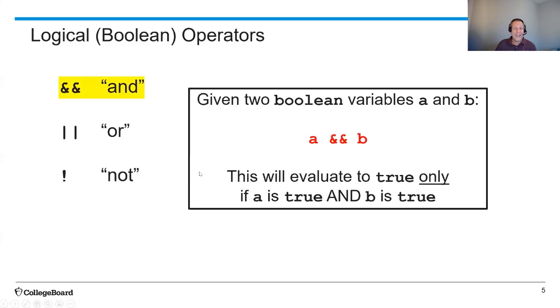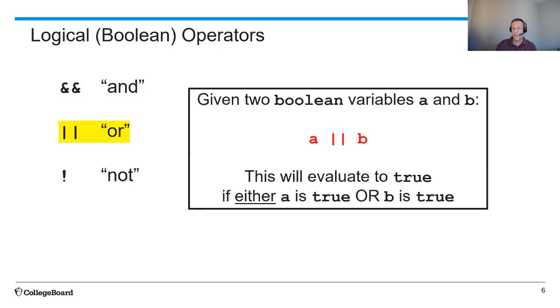The first one is and, and this is two ampersands together. If we have two Boolean variables, in this example, A and B, and we put them together using the double ampersand, this will evaluate to true overall as long as A is true and B is true. And we'll see some examples of that.